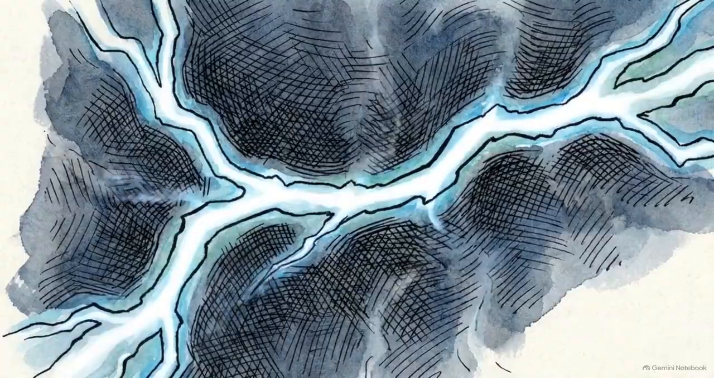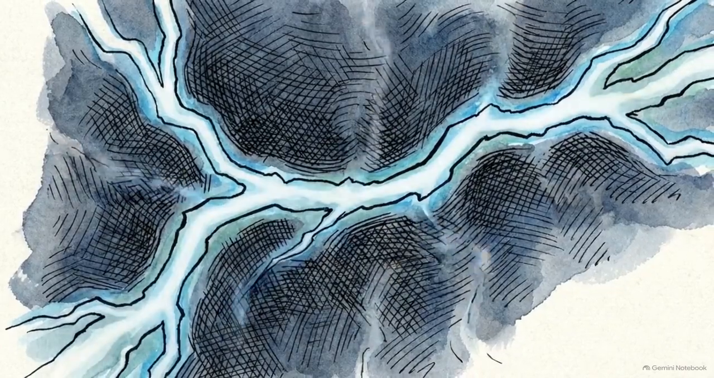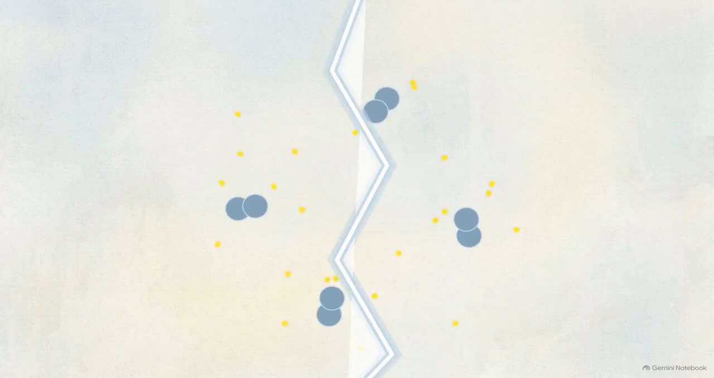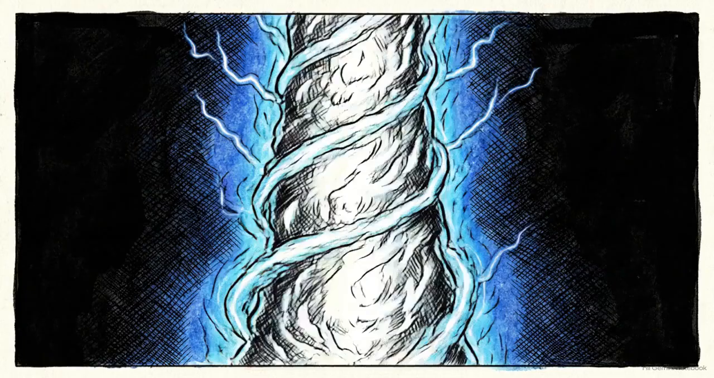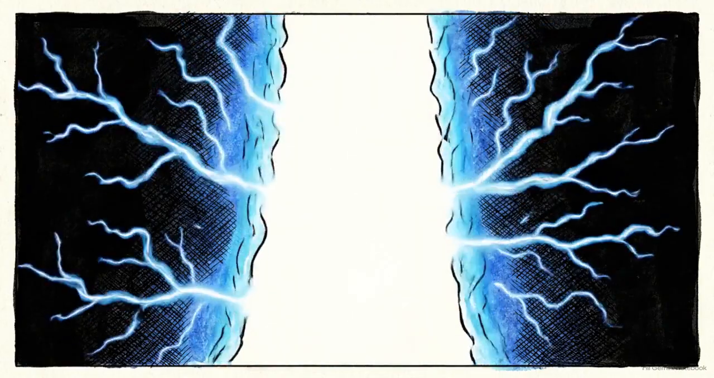That blinding white flash occurs because the electrical surge superheats the air to temperatures hotter than the surface of the sun, stripping electrons from oxygen and nitrogen molecules. This creates a column of plasma, the fourth state of matter, which glows with intense blue and white light.